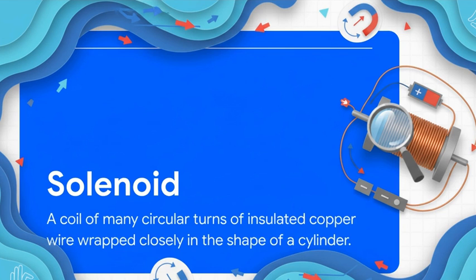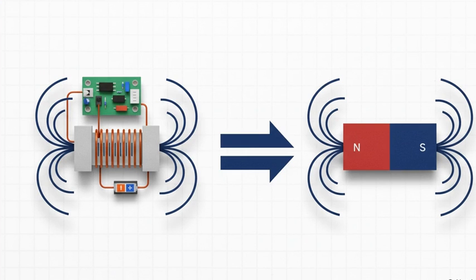Now what if we take that one circular loop and then add another, and another, and another, stacking them all together? Well, then you get this thing, a solenoid. The easiest way to think of it is just like a slinky, but made of copper wire. And this simple shape is unbelievably useful.